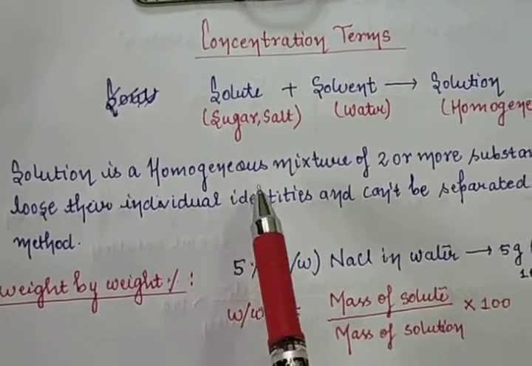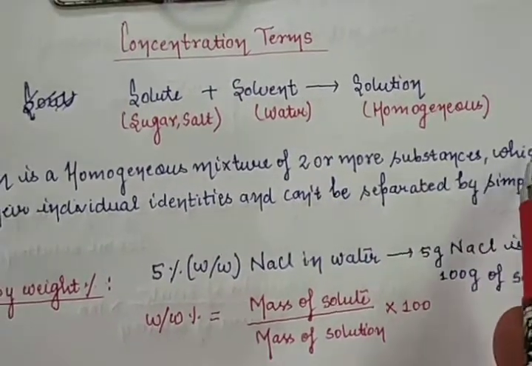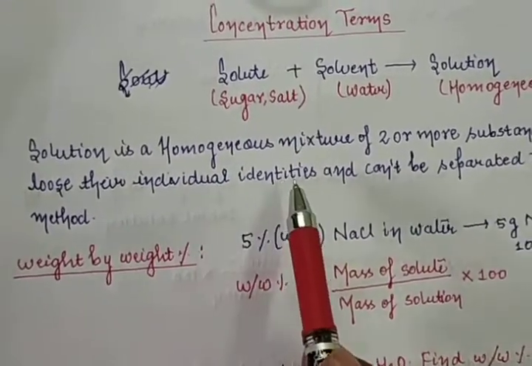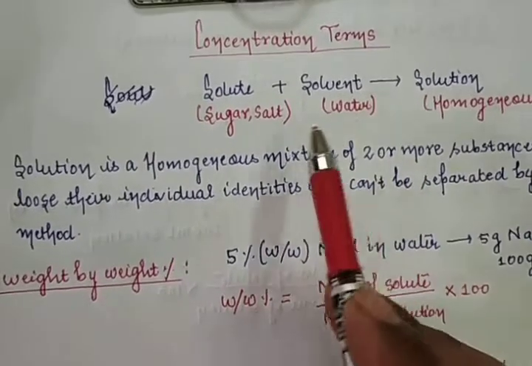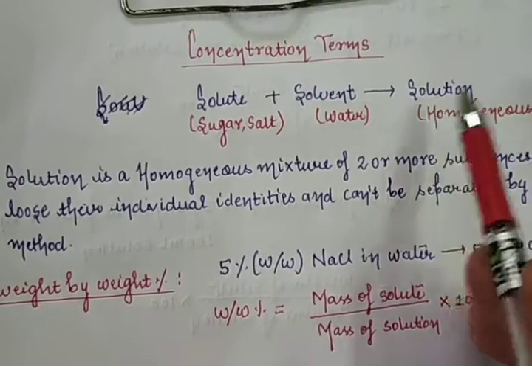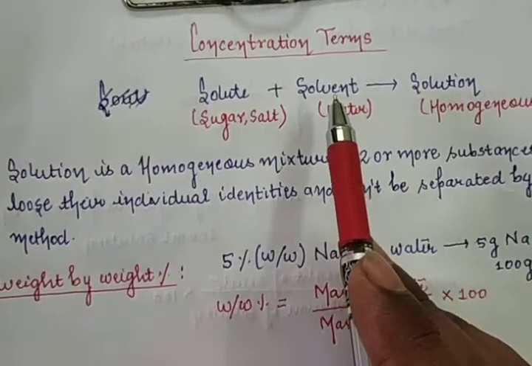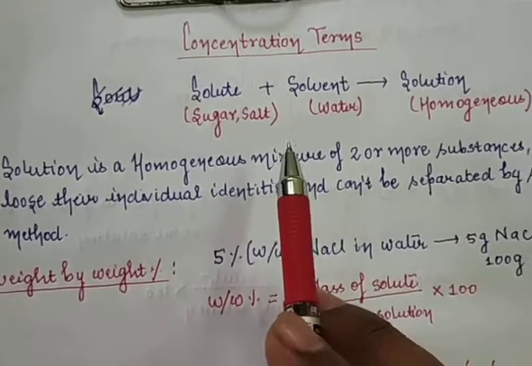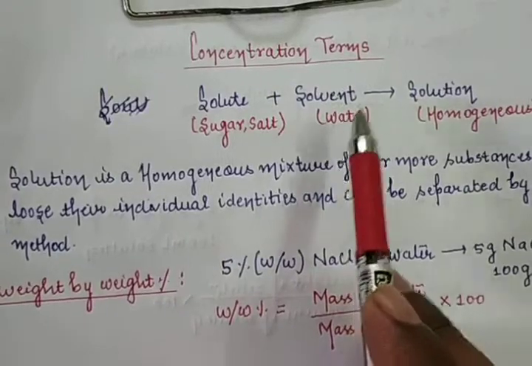Now what is the actual definition of solution? Solution is a homogeneous mixture of two or more substances which lose their individual identities and can't be separated by a simple method. After the formation of solution, we can't separate solute and solvent again by a simple method. Okay, so this is the definition. Clear, all of you? Sugar and salt are solutes and water is a solvent.